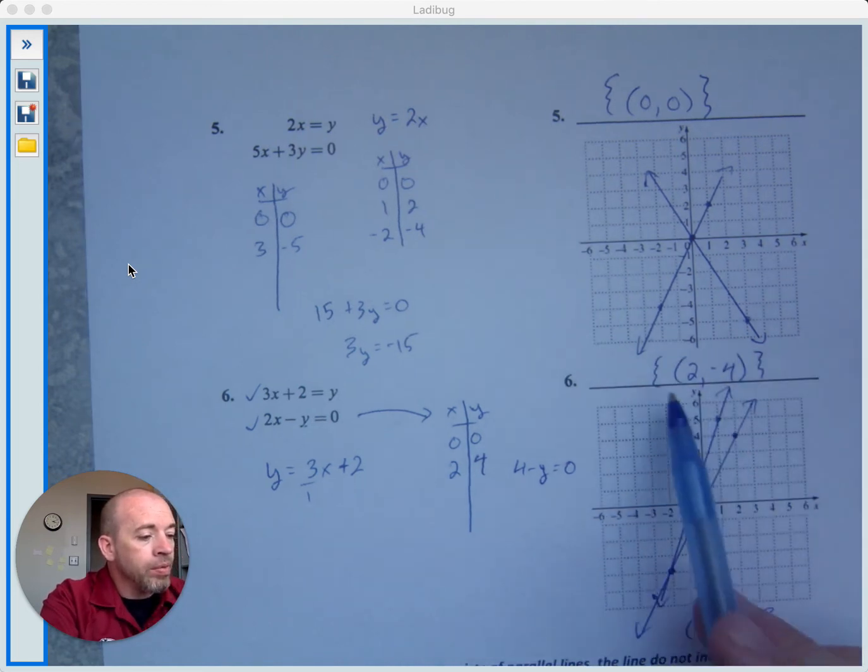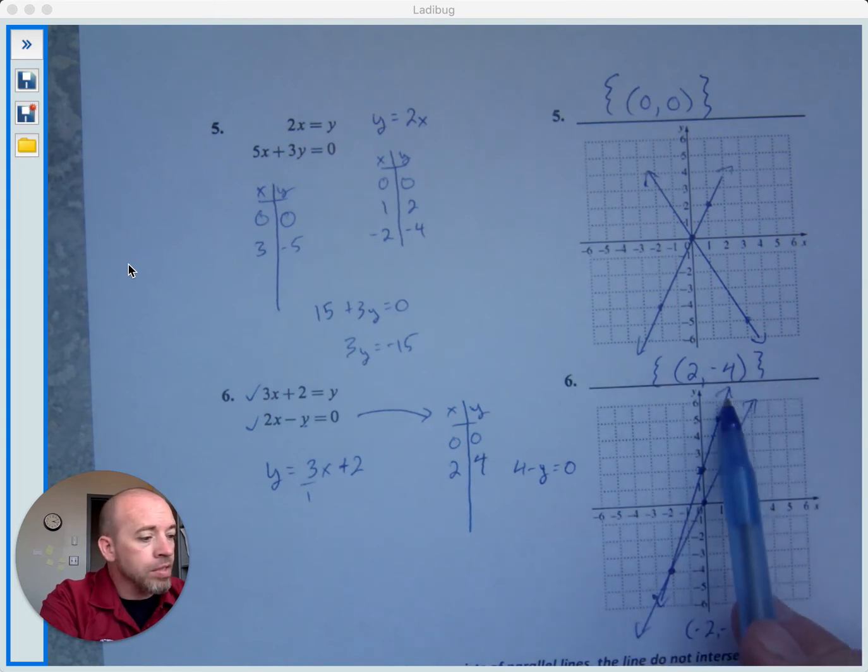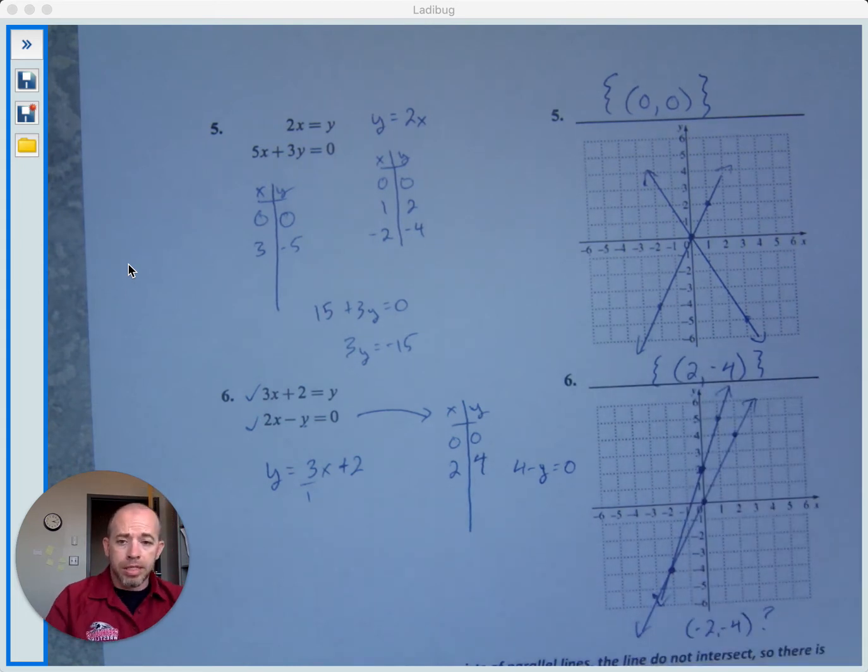Again, MyLab will put the braces. You don't need to put those in. You just need to have the ordered pair with the parentheses and the coordinates.